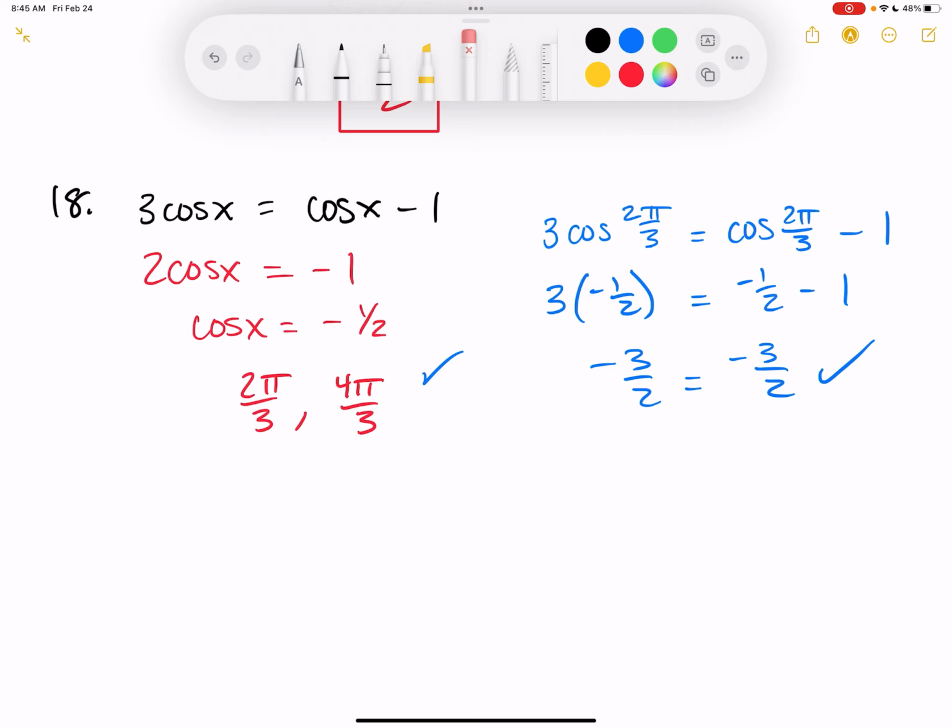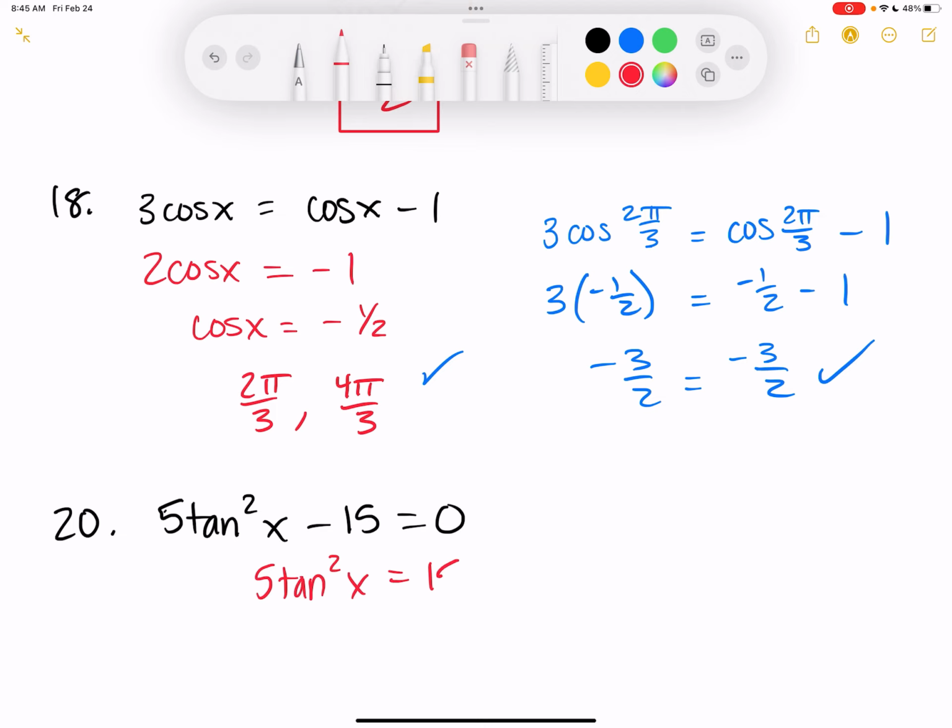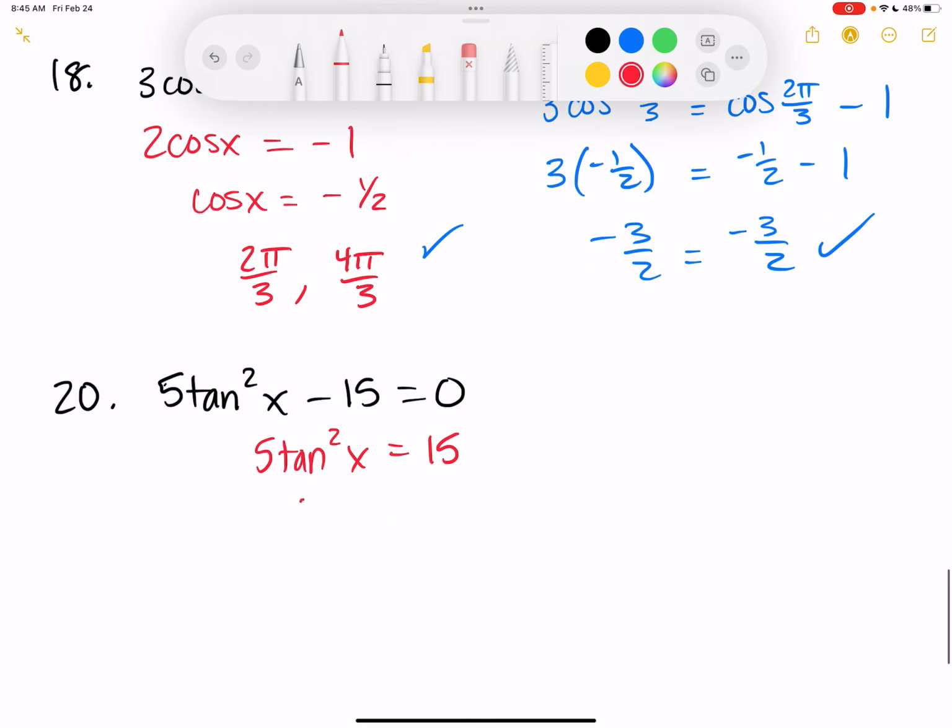So we'll see that here in this next one, because I'm going to do a tangent squared problem. So it should happen with this one. 5 tangent squared of x minus 15 equals 0. So you add the 15, so 5 tangent squared of x is equal to 15. Divide by 5. Tangent squared of x is equal to 3.